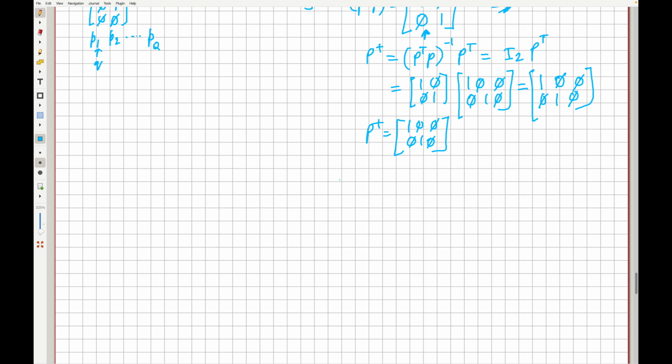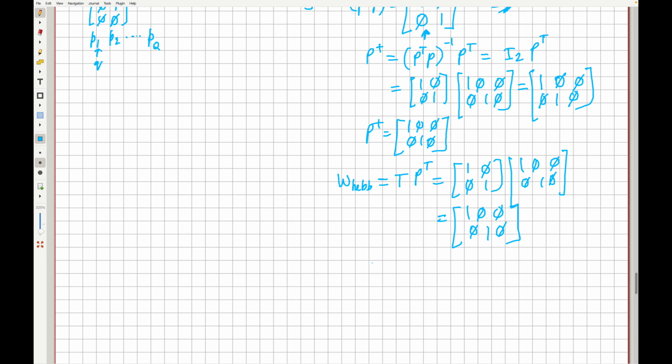Now if we try and calculate the weight matrix for the Hebb, which is equal to T dotted with P transpose. This is what we have for T, and then we dot that with the P transpose, which is 0 1 0. And if you do this dot product, you will get 1 0 0 0 1 0.